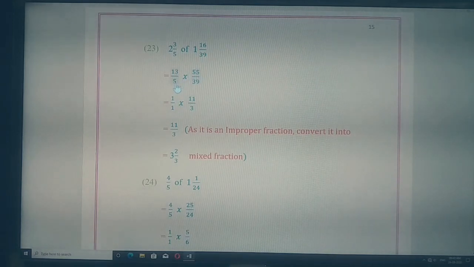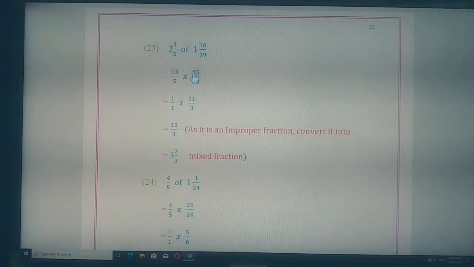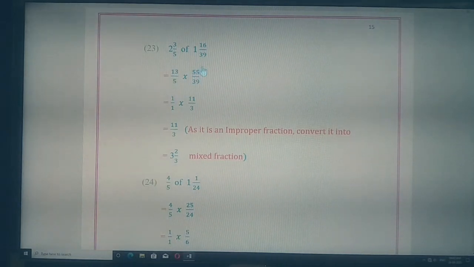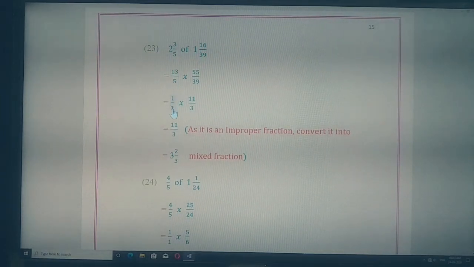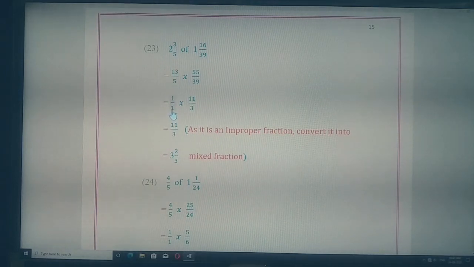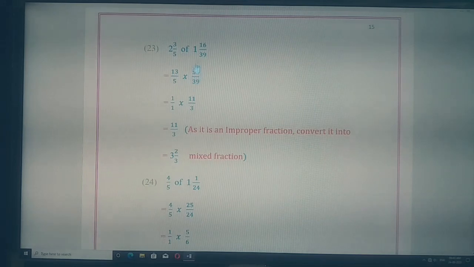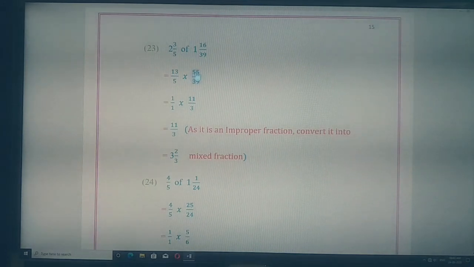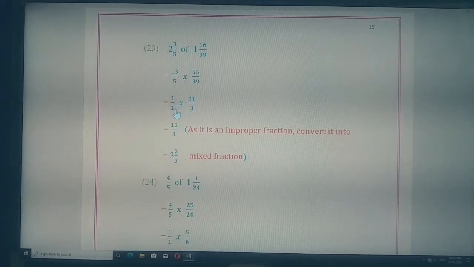Similarly, 5 and 55 can also be cancelled using the 5's table. In the 5's table, 5 is there and in the 5's table, 55 is also there. 5 ones are 5, 5 11s are 55. So 5 is cancelled and I have to write 1 here instead of 5 in the next step. 5 ones are 5, so I'll write 1 in the denominator in the next step. Similarly 55 is cancelled. 5 11s are 55. So instead of 55 I have to write 11 in the next step. So 11 is written. 11 upon 3 into 1 upon 1.